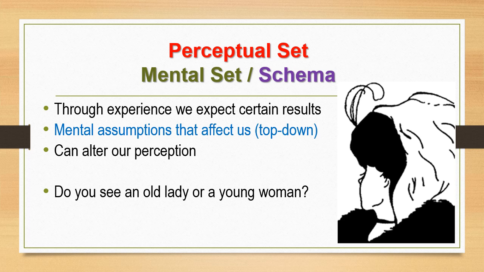So perceptual set, also called a mental set, also called a schema. Through all of our experiences, we expect certain results. We have these mental assumptions, and they affect us. It's very top down, and they can alter our perception. So for instance, when you see this optical illusion here, do you see an old lady or do you see a young woman? And it could have to do with your age. The age that you are when you look at this picture will set how you see it. It's part of your mental or perceptual set.